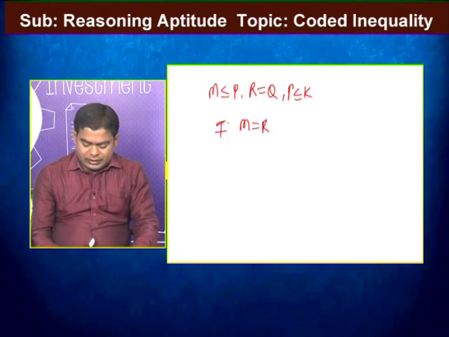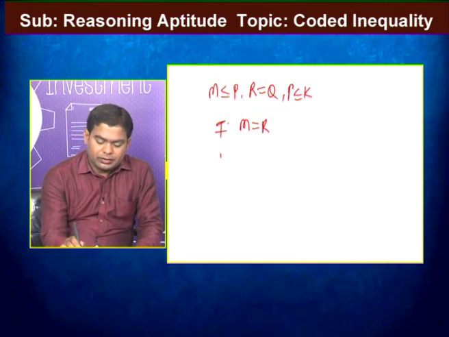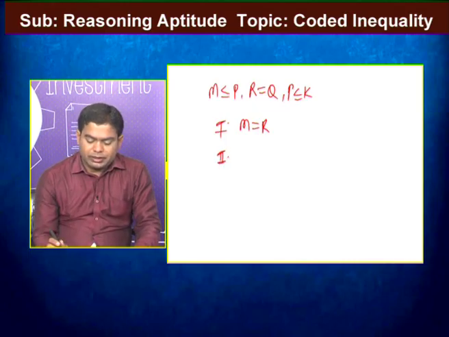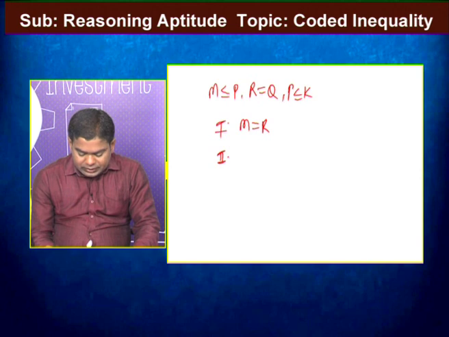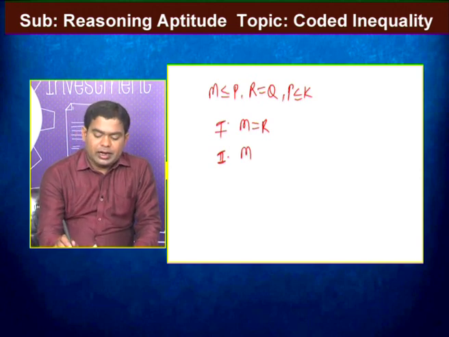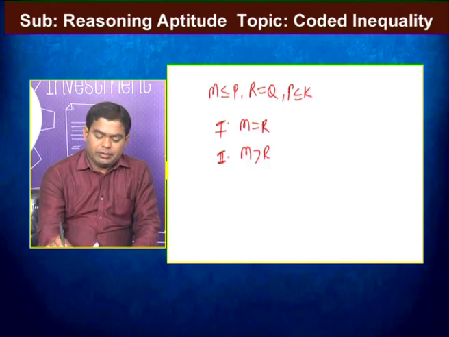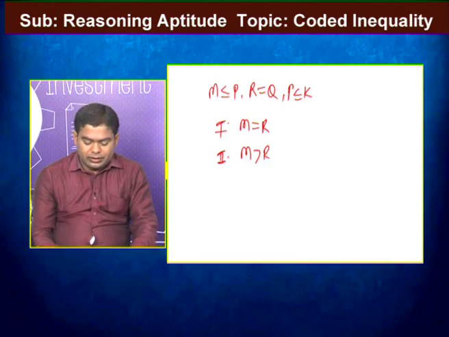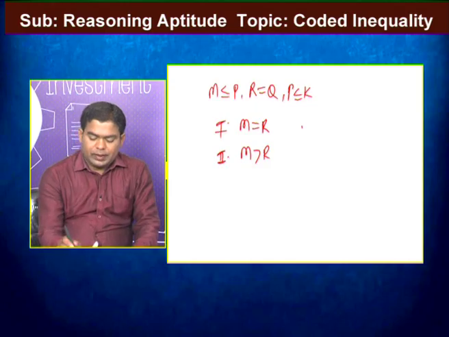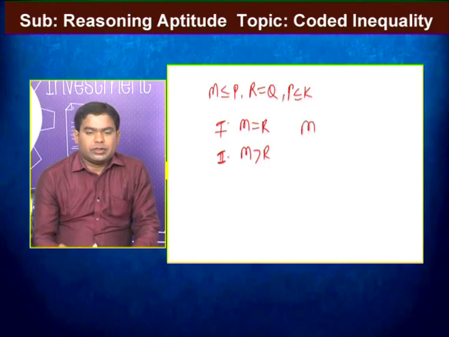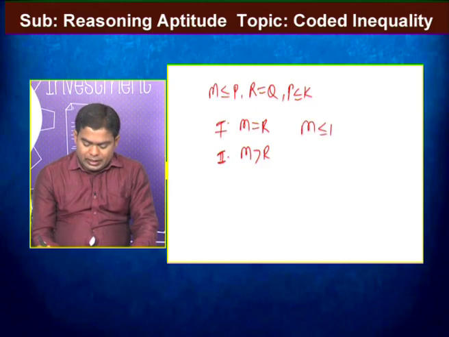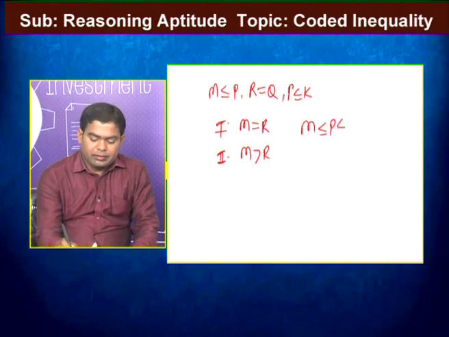So this is the statement. We apply the inequalities for the given conclusions. Conclusion 1 is M dollar R, here dollar is denoted equal, that means M equal to R. Next, conclusion 2 is M hash R, M greater than R.